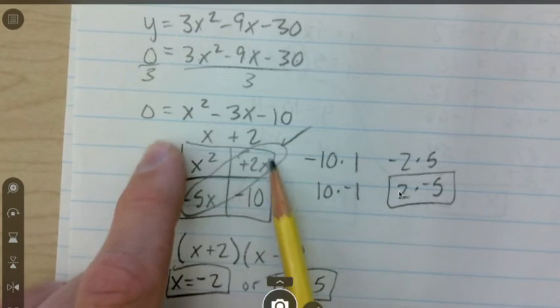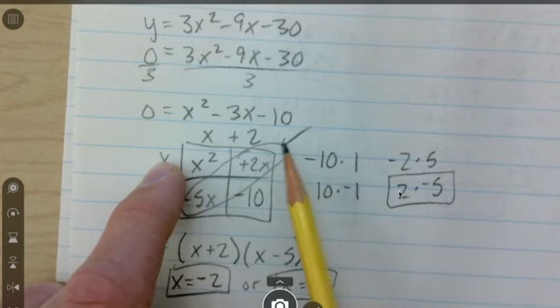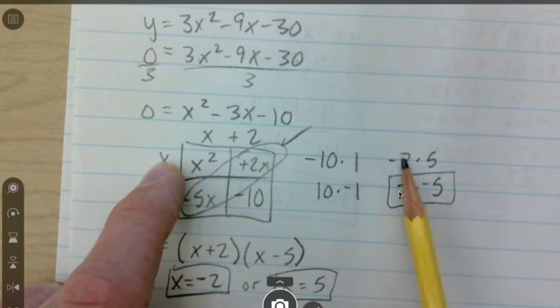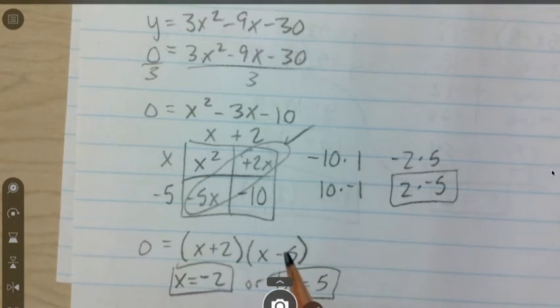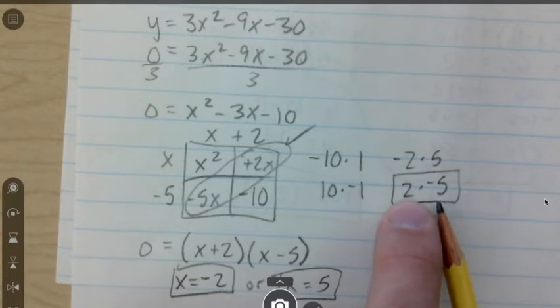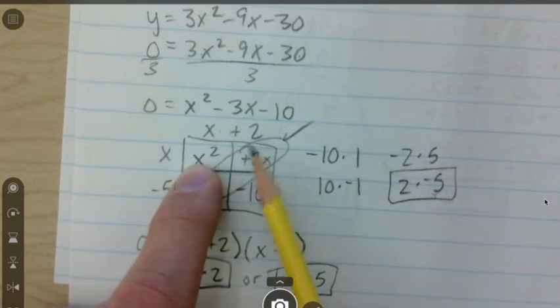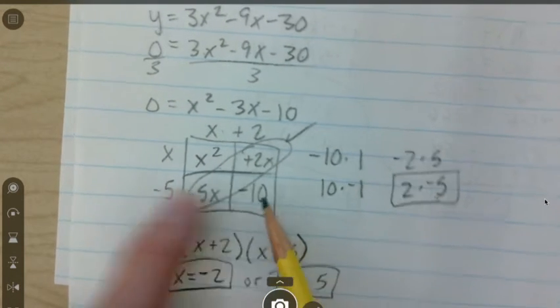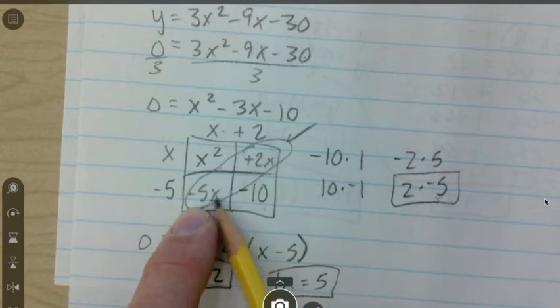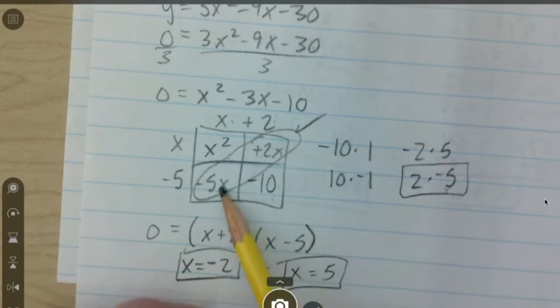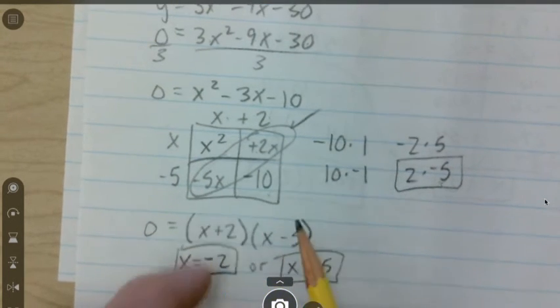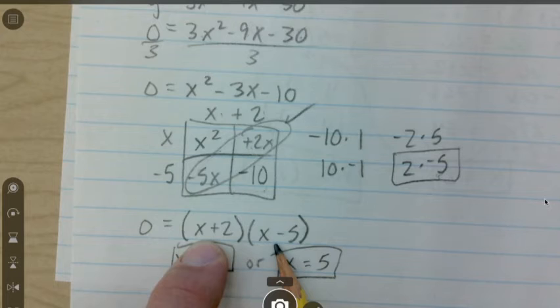So remember, we're making our box, and we're trying to decide what are the factors of -10 that add up to -3. And we found out that 2 and -5, 2 times -5 is -10, but if I add them, I get -3. So x times x is x squared, 2 times -5 is -10, -5 times x, and then 2 times x. And sure enough, these combine, leaving us with this factored form.